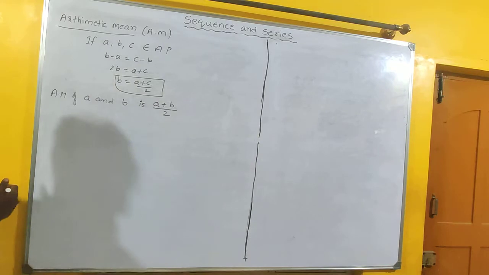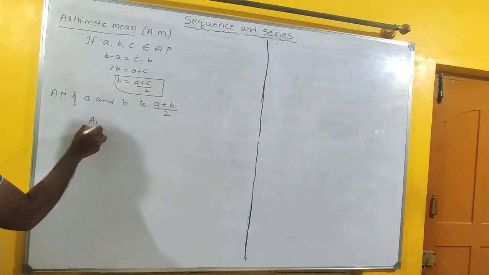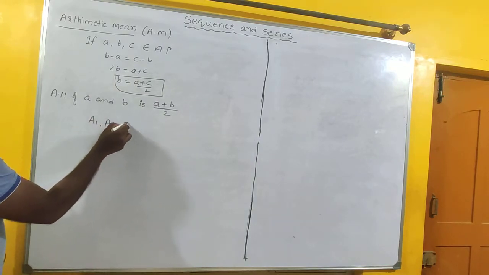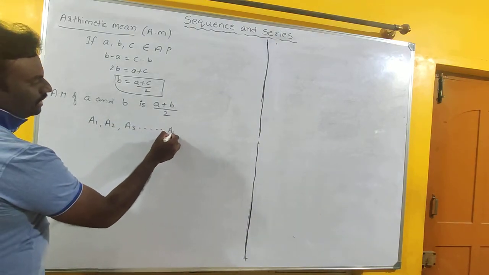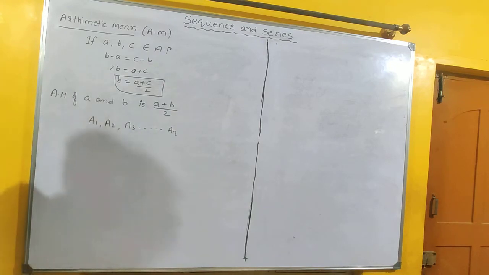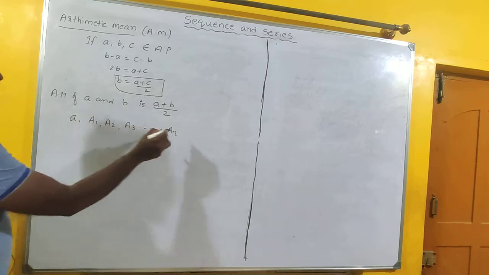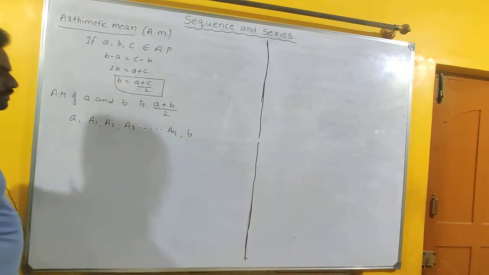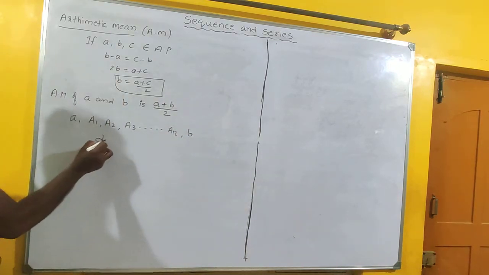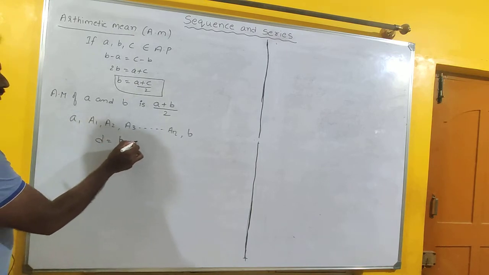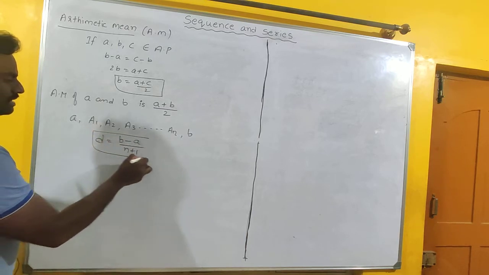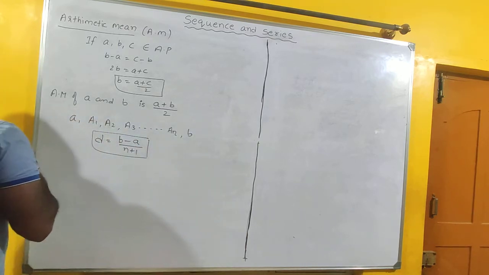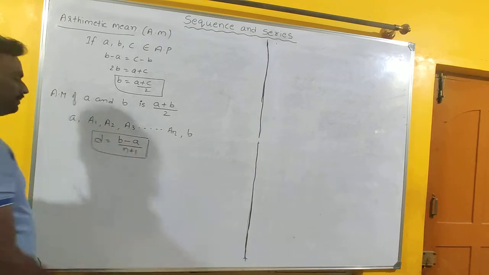For example, if A1 is the first arithmetic mean, A2 is the second arithmetic mean, A3 is the third arithmetic mean, and so on, An is the nth arithmetic mean. So a total of n arithmetic means are there between two numbers A and B. Then how to find the common difference? D is equal to B minus A by n plus 1. This is the formula for the common difference.